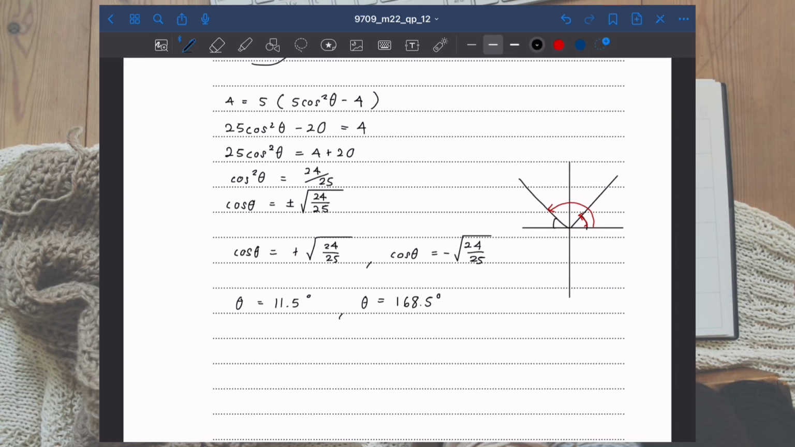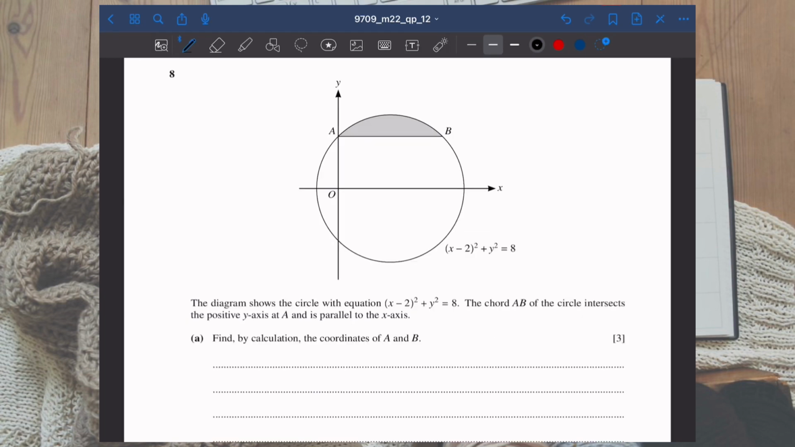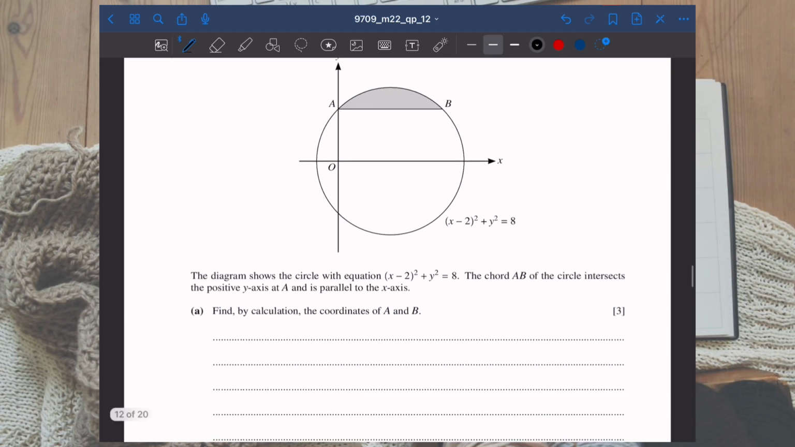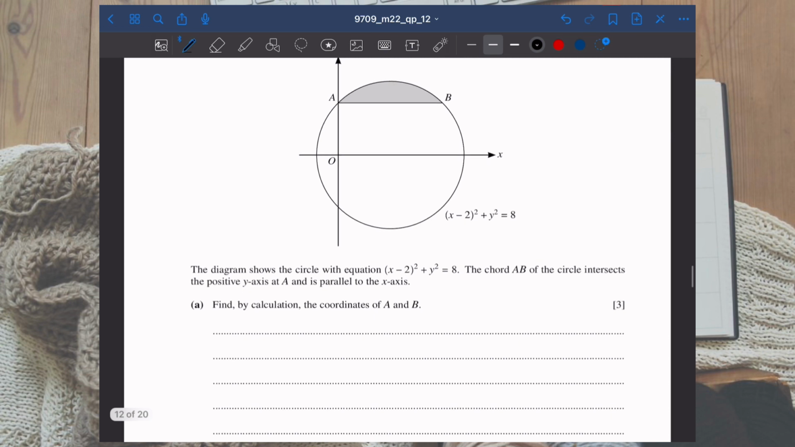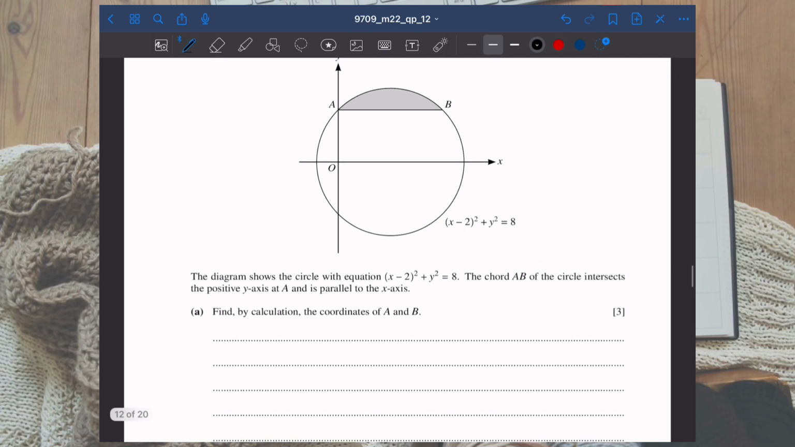So that will be your answer for question 7, part B. Question 8. The diagram shows the circle with equation (x − 2)² + y² = 8. The chord AB of the circle intersects the positive y-axis at A and is parallel to the x-axis. Part A. Find by calculation the coordinates of A and B.